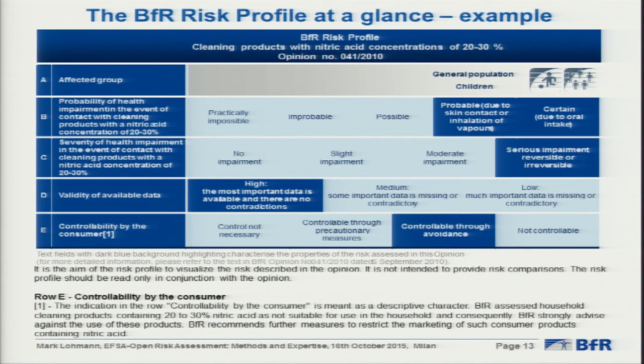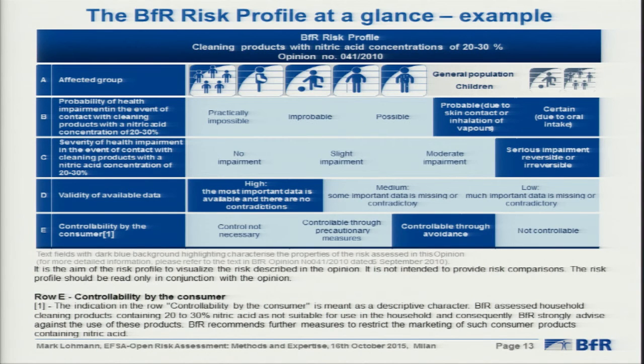Again, we have here the affected group, and these are icons able to illustrate the target groups: the whole population, pregnant women, children, elderly people, and people with a disease. Then probability of health impairment, severity of health impairment. Here it's referred to a concrete exposure scenario, and the validity of available data reduced to 3 magnitudes, high, medium, and low, and controllability by the consumer.